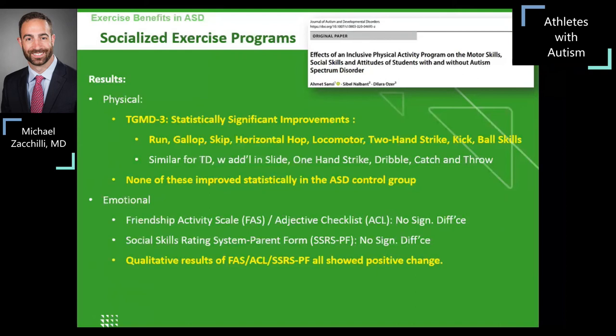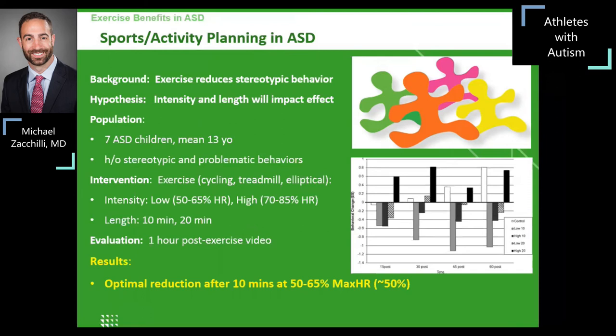In terms of planning the sorts of activities we do, there's some evidence behind this as well. So this looked at the intensity and length of exercise relative to stereotypic behavior. So that's like rocking and hand flapping. And what they found was that with a low to moderate intensity, so 50 to 65% of target heart rate, for a lower length of time, about 10 minutes, that for about an hour afterwards, some of these stereotypic activities were decreased, and overall patient reception, their ability to answer questions correctly and participate appropriately in school was improved. So that's another positive thing that we can do with exercise.